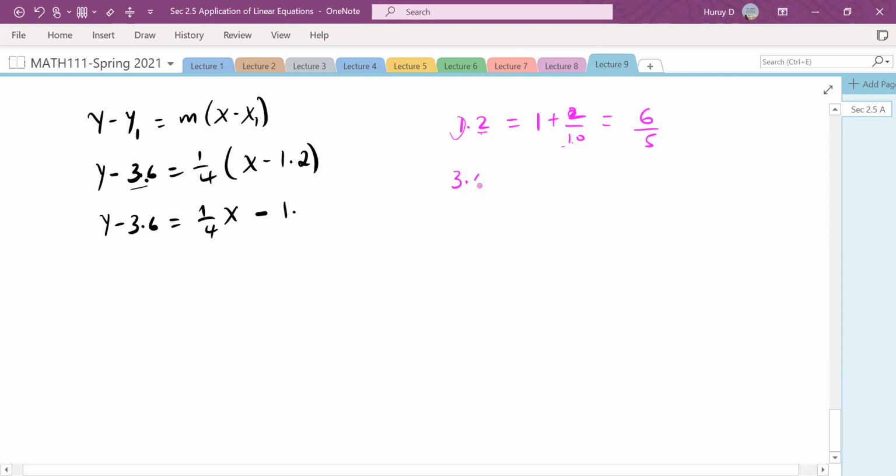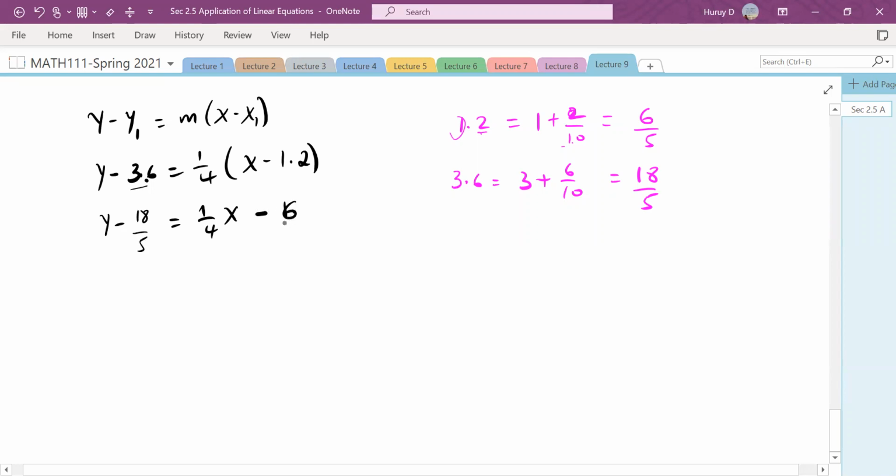And then 3.6 is 3 plus 6 over 10. If you simplify this one, it will be 3 over 5. And then what do we have? 15 plus 3, this is 18 over 5. Therefore, I will use this instead of those values. And so we have 18 over 5.